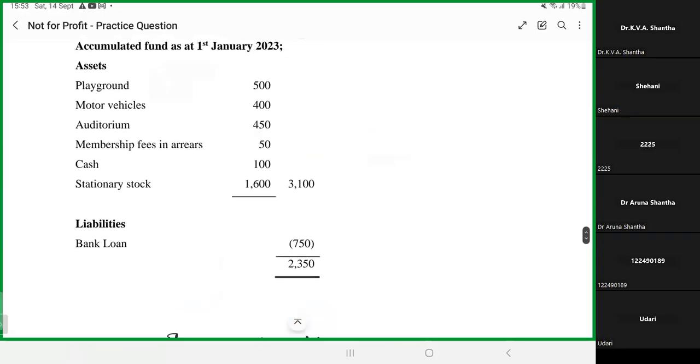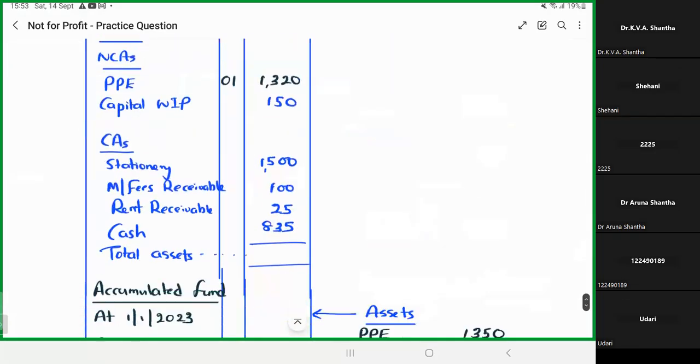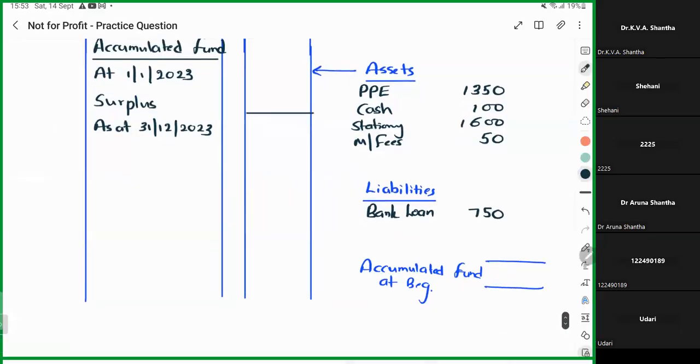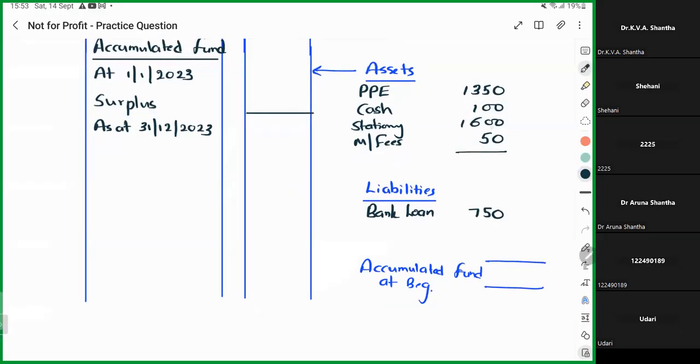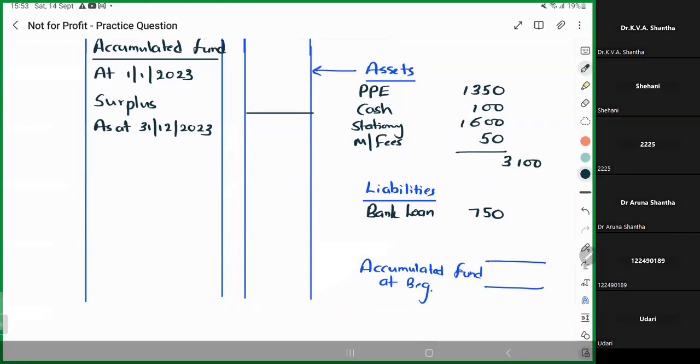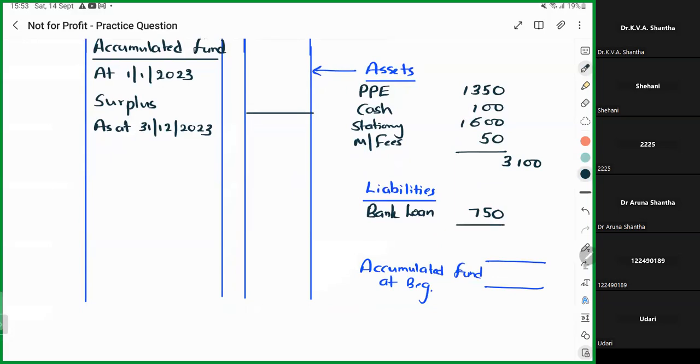Right. Total assets, how much? Is it 3,100? Total liabilities, 750. Then accumulated fund at the beginning, 2,350. So at the beginning, accumulated fund, 2,350.